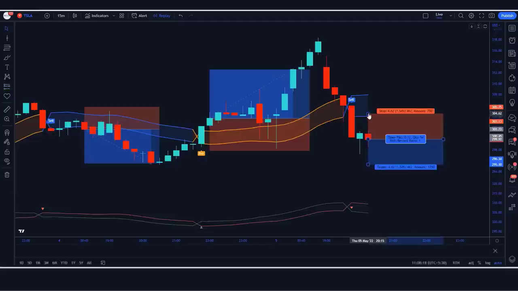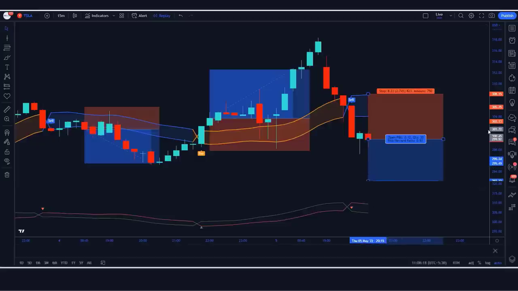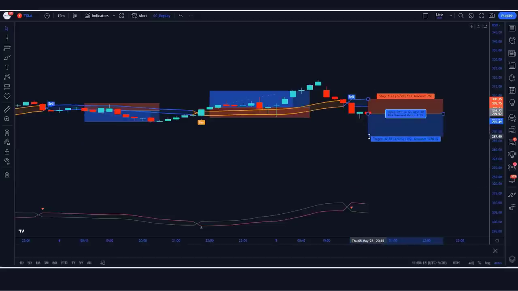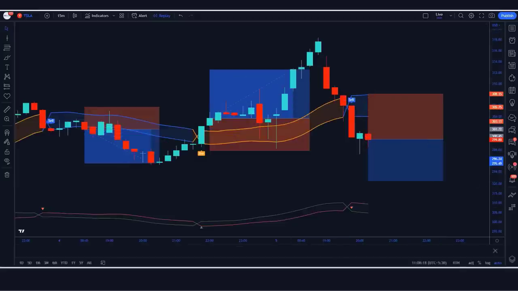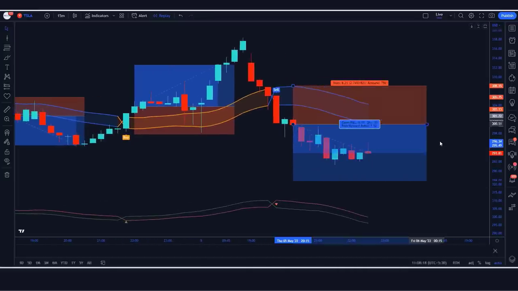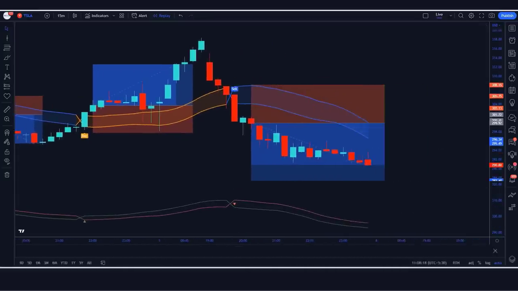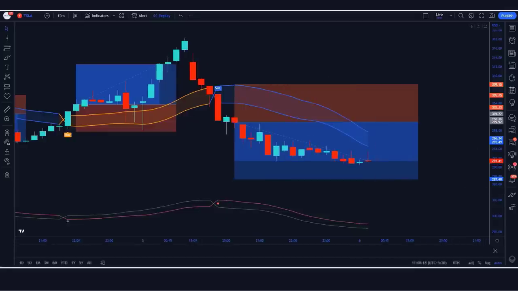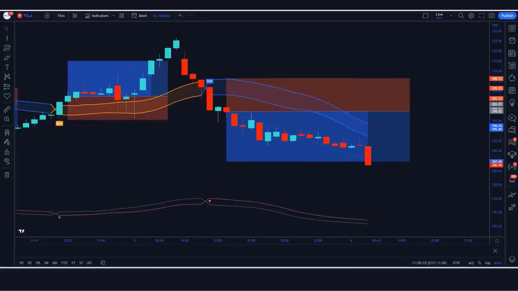Our stop loss is to be placed at the high of the previous candle of the signal candle. And the risk to reward ratio will be 1:1.5. Let's see what happens to our trade. Our trade is running in profit. We have won the trade.